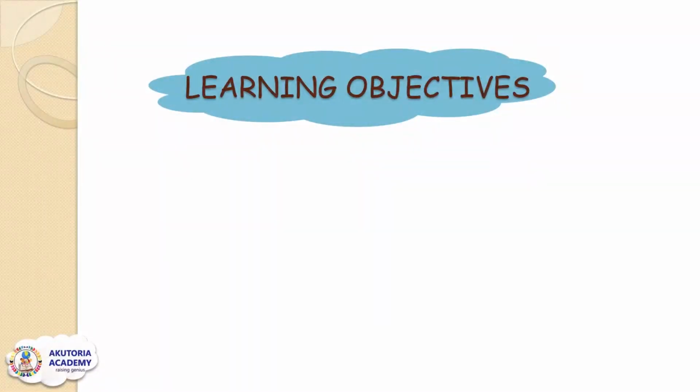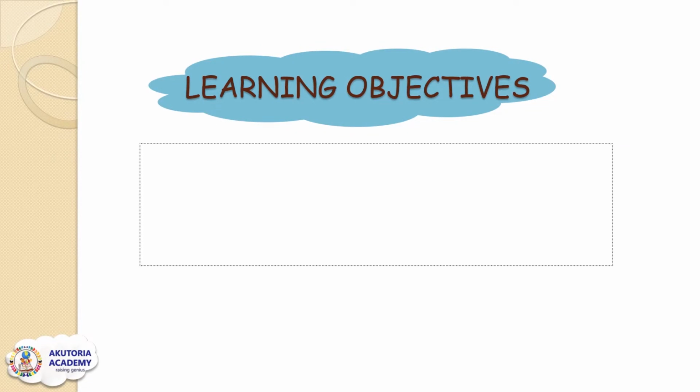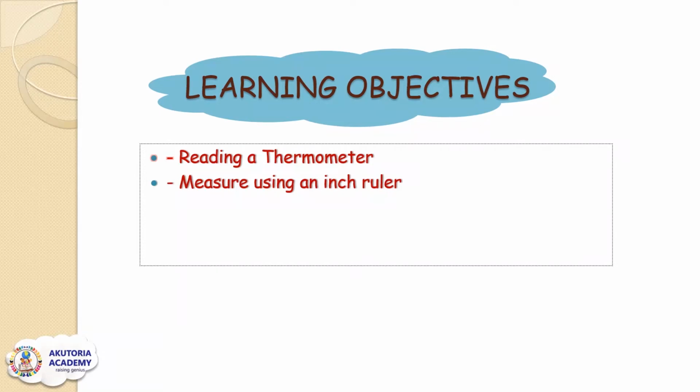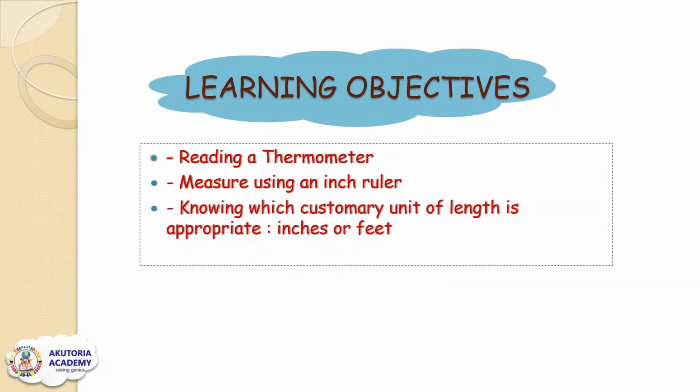Now, talking about our learning objectives for today. First of all, we are going to learn how to read a thermometer. Basically, there are different types of thermometer. We're going to look at all of this. Secondly, we're going to see how we can measure using an inch ruler. Lastly, we are going to see how we can know which customary unit of length is appropriate. Is it inches or feet? We're going to see that.